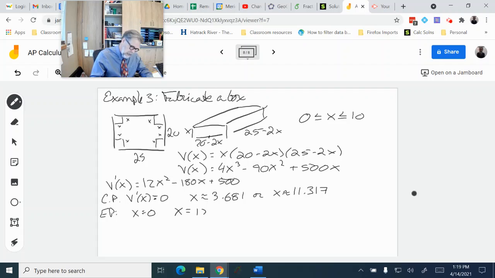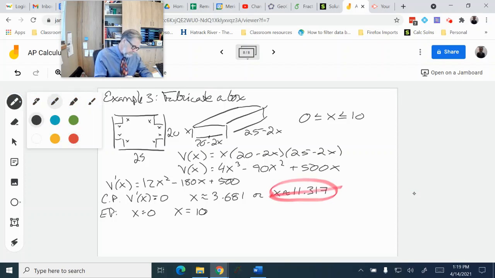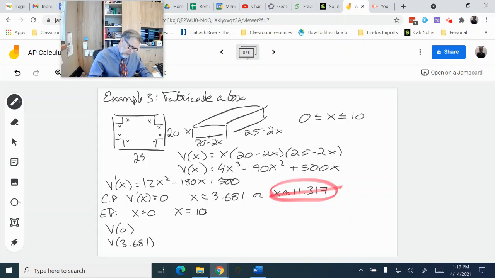So I need to analyze these. Well, one thing I might notice is that 11.317 is not in the domain of my function, so I can cross it off. So therefore, my choices are the volume at x equals 0, the volume at x equals 3.681, and the volume at x equals 10.